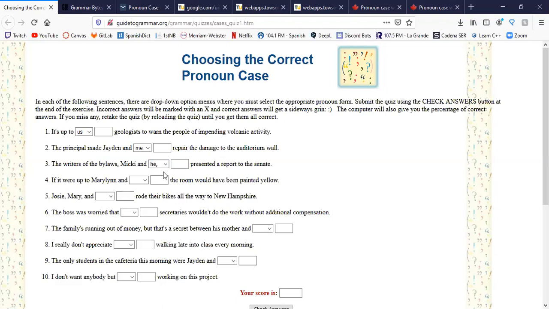Number four: If it were up to Marilyn and blank, the room would have been painted yellow. Here we have I and me. Again, pause the video and try to think of the correct answer. The correct answer is me, because again we have Marilyn and me, both of which are the objects of the preposition up to.